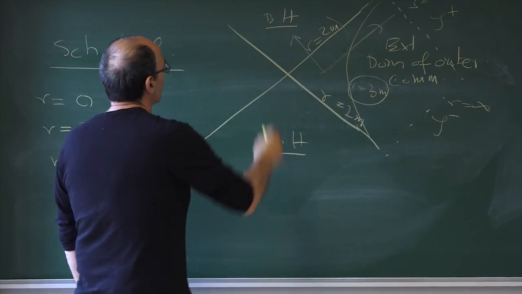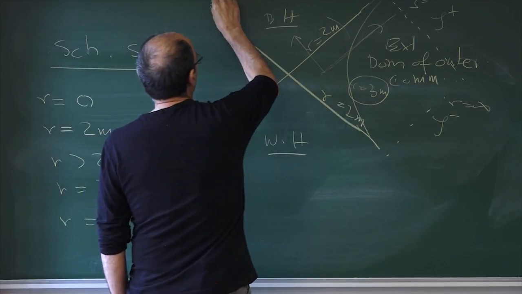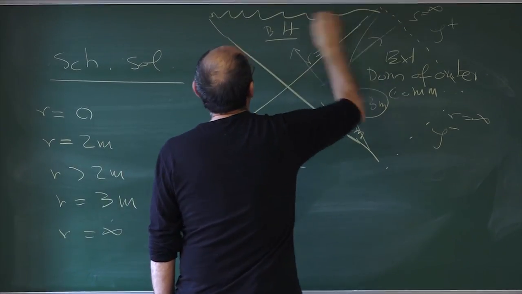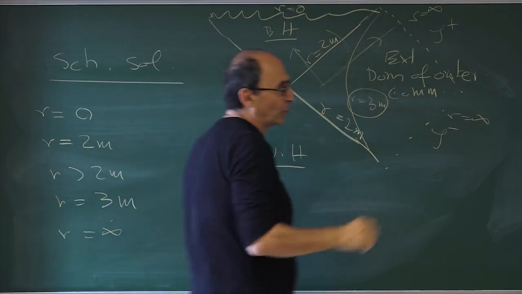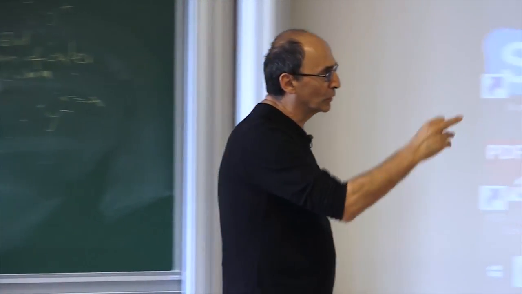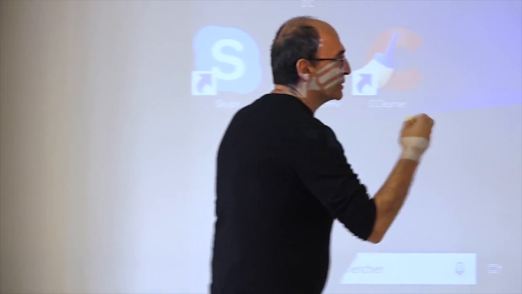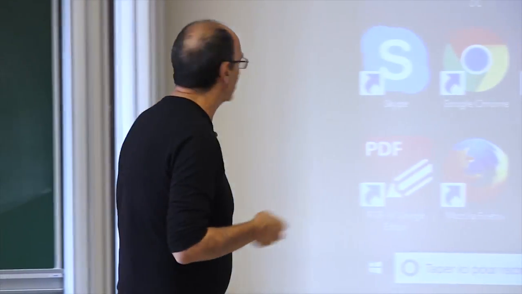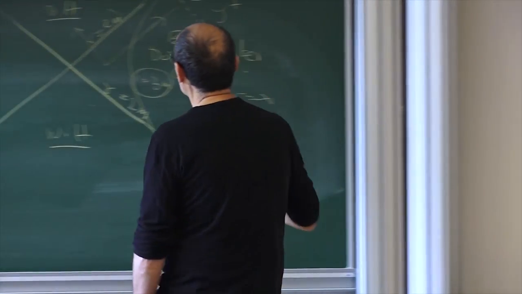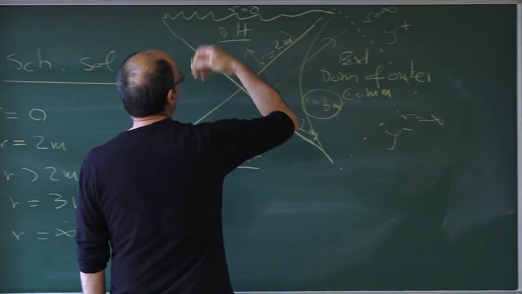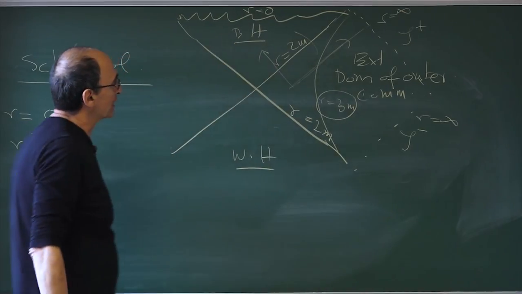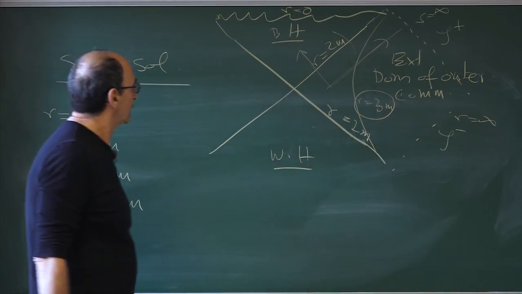Once they go into the black hole, they will hit a singularity at r equal to 0. So r equal to 0, unlike r equal to 2m, is a true singularity. In other words, the curvature will blow up. Therefore, the metric cannot be extended in any reasonable way. You cannot extend the metric beyond r equal to 0.